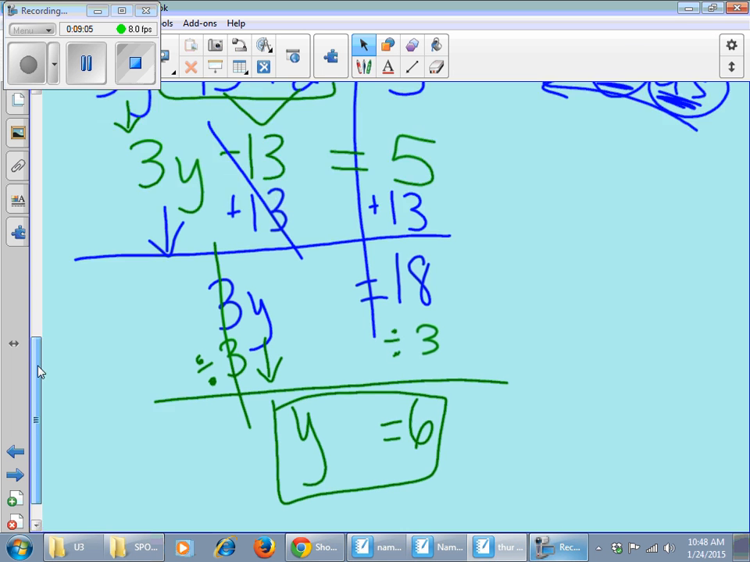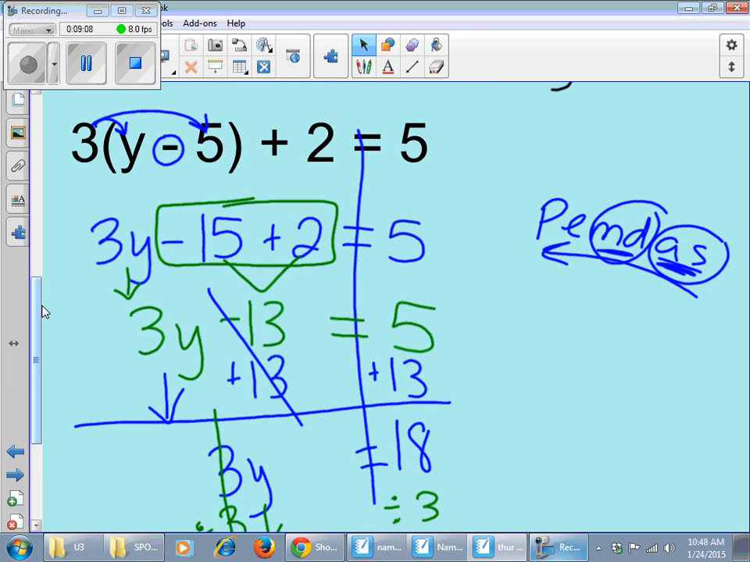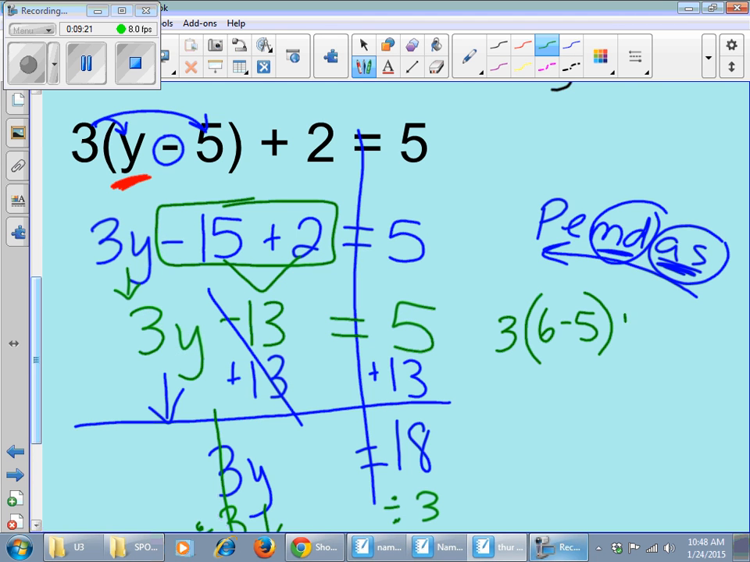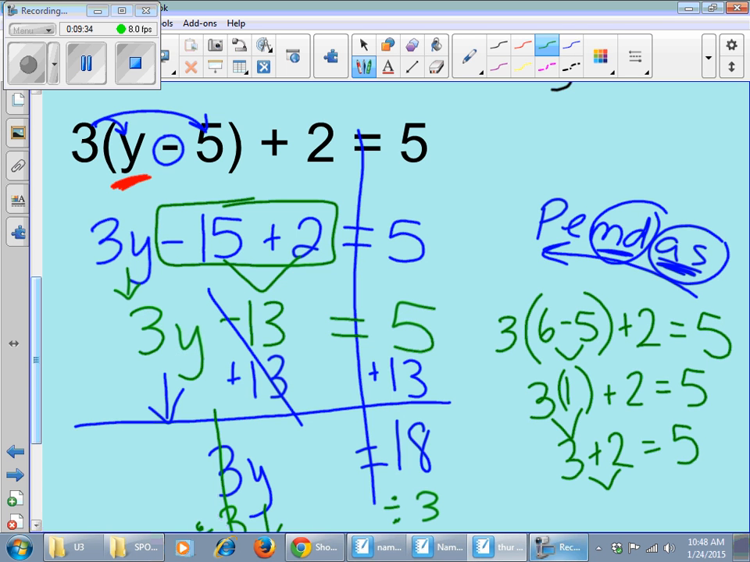Well, how can I check that? Simply go back to my original equation, and in place of this y, I should be able to put a 6, and it should equal out. So I will do 3 parentheses 6 instead of y minus 5 plus 2 equals 5. Let's see. 6 minus 5 is 1. 3 comes down, plus 2 comes down, equals 5. 3 times 1 is 3, plus 2 comes down, equals 5. 3 plus 2 is 5. 5 equals 5. So I know I'm correct. Solving equations with like terms and distributive property.